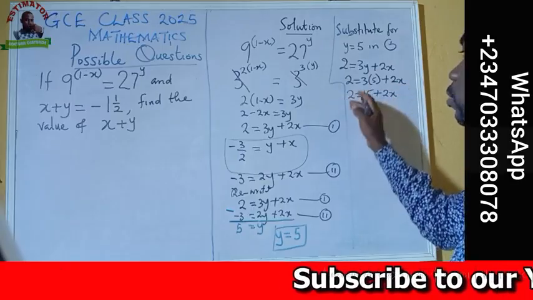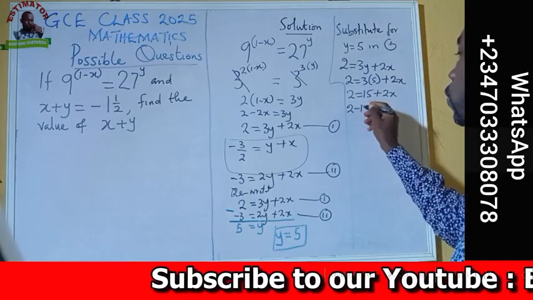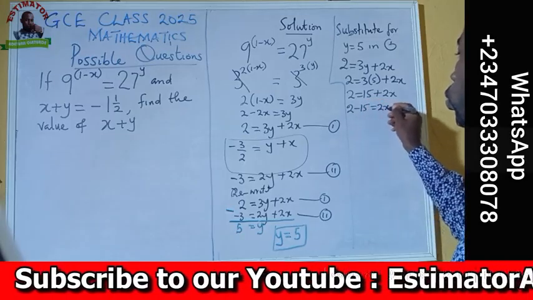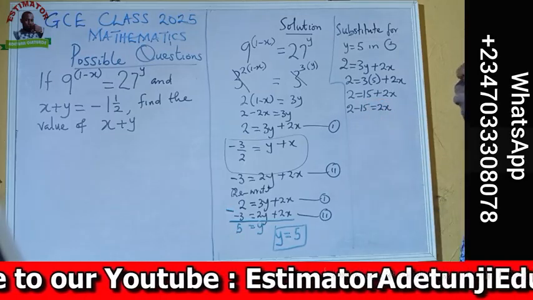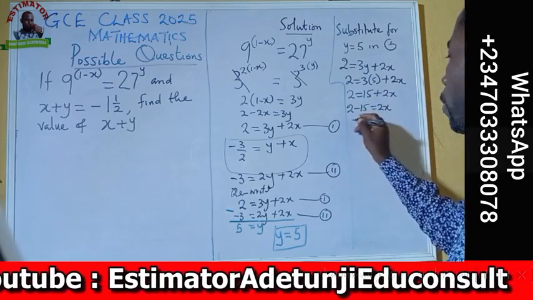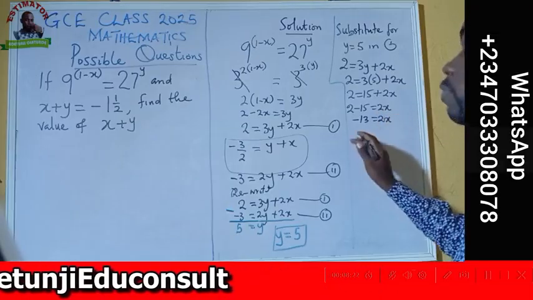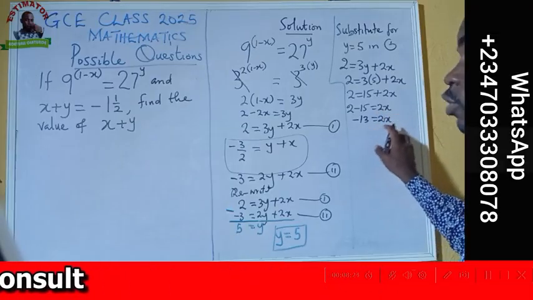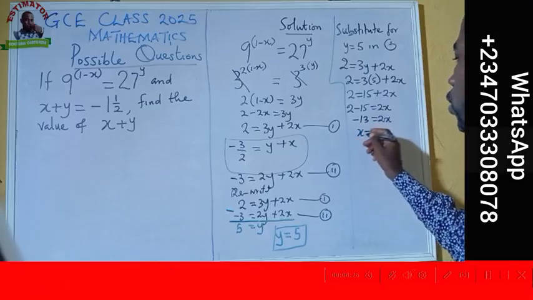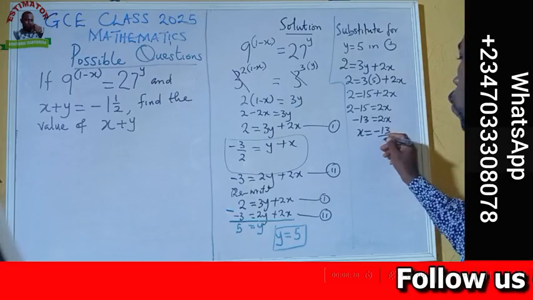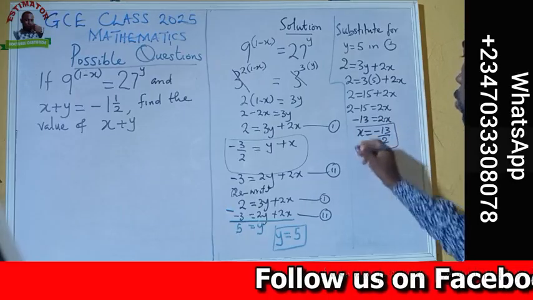I can transfer the number here. 2 minus 15 equals 2x. So 2 minus 15, I'm having minus 13 equals 2x. And from there, divide both sides by 2, which is the coefficient of x. I'm having x equals minus 13 over 2. So that is it. Very simple.